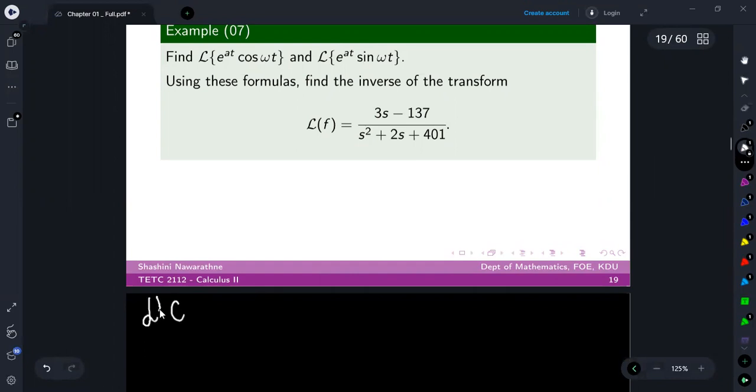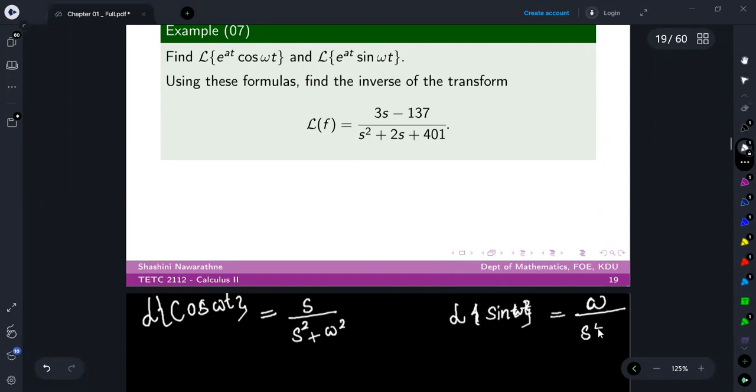Before that, we first have to find the Laplace transform of cos omega t, and we can obtain the answer by just looking at the table. So the answer is s over s squared plus omega squared. Similarly, we can find the Laplace transform of sin omega t also by just looking at the table. So it is omega over s squared plus omega squared.